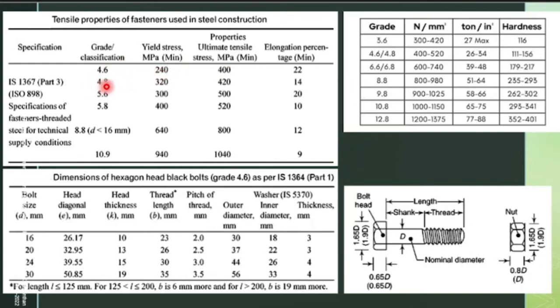If you are using 4.8 grade, like that. So you can move on up to 10.9 grade. What do you mean by 10.9? 10 into 100 will be around 1000 Newton per mm square, its ultimate tensile. 1000 into 0.9 will be around 900. So this will be the grade, and the code gives the guideline for this.